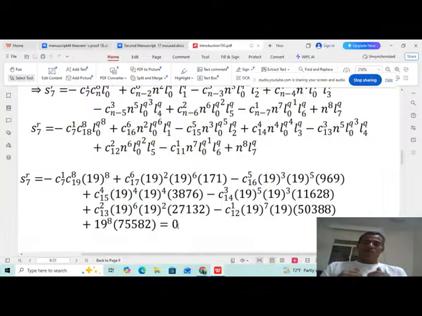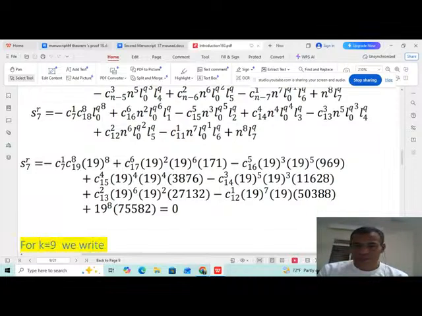We summarize. S0 is equal to 0, S1 equals 0, S2 equals 0, S3 equals 0, S4 equals 0, S5 equals 0, S6 equals 0, and S7. We'll see that from k equal 8, the ninth coefficient will never be equal to n. Okay, so let's see this example.